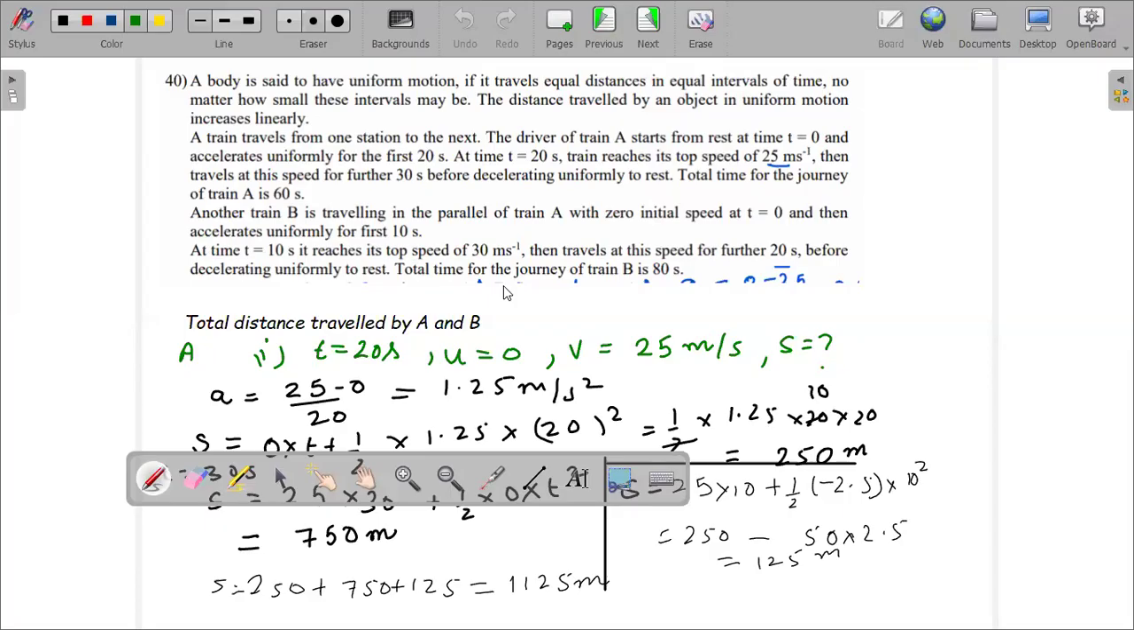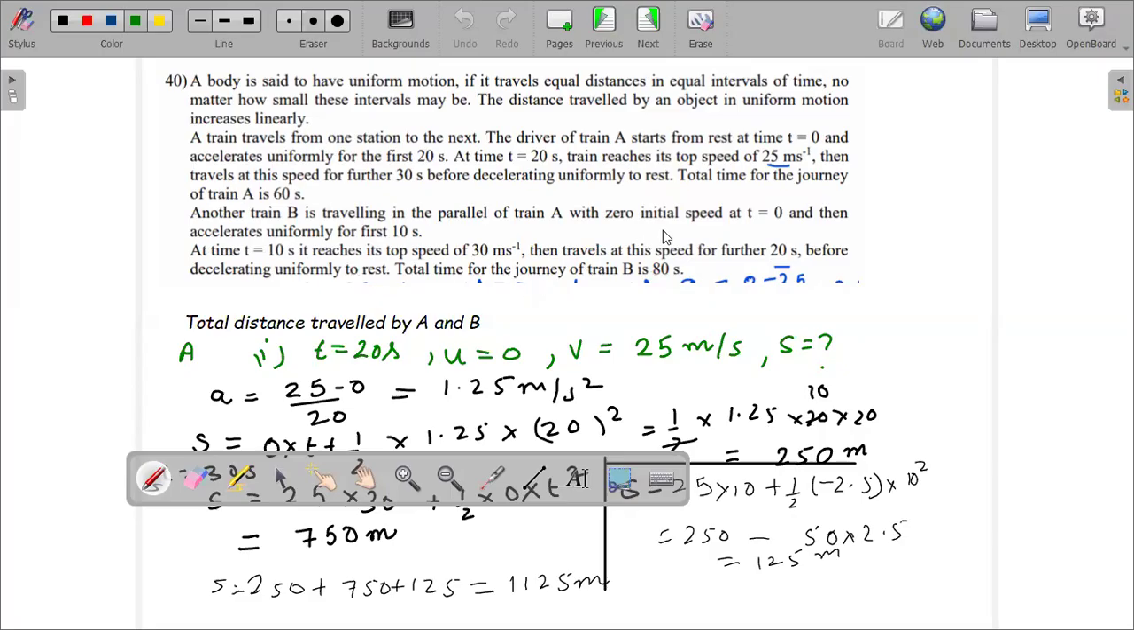Sir, I had a doubt. Sir, first we take, for this 80 seconds, there won't be any acceleration, right? No. Where is 80 seconds? Total journey is 80 seconds. There is an acceleration for the first 10 seconds. Then 30 will be the final velocity, the speed. It will travel at the speed for 20 seconds. Sir, so same answer, right, for both?